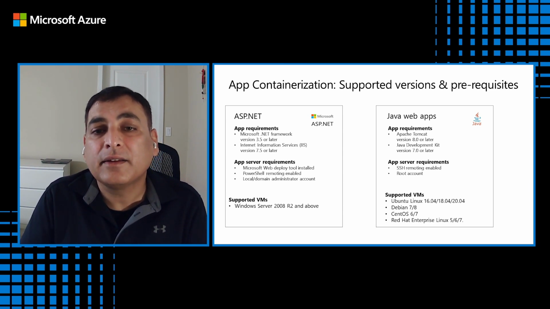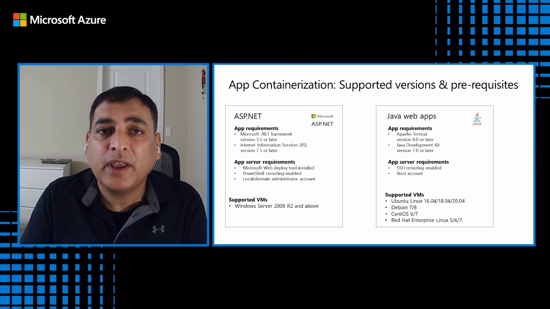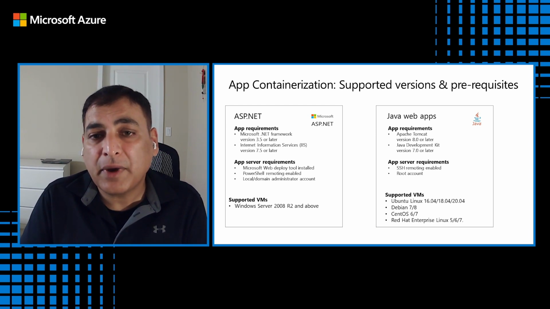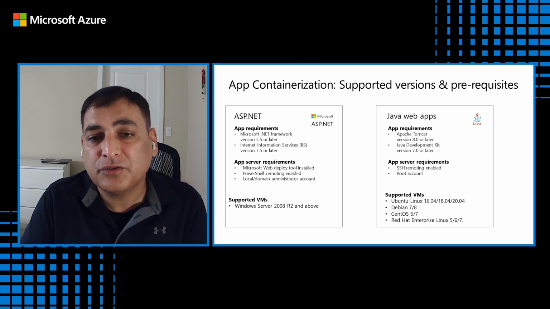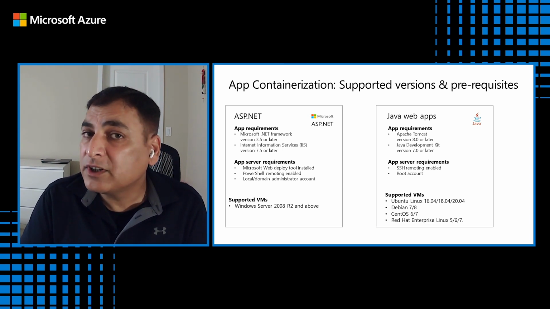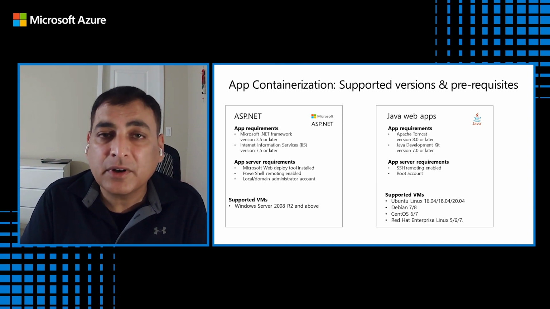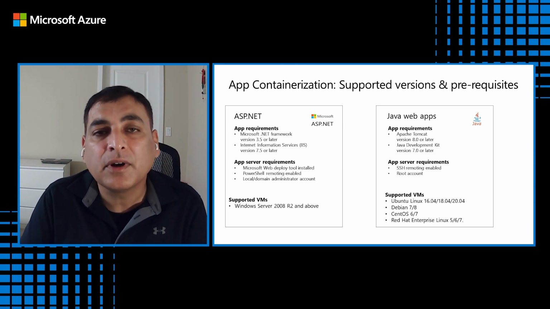Another quick note, the same app containerization tool also provides you an experience to go ahead and containerize a Java Tomcat web application and deploy it as a container on Azure App Services for Linux. And the quick note on requirements, we today support Apache Tomcat version 8.0 or later. And in terms of JDK, we support version 7.5 or later. And again, on the app server requirement side of the house, what you require is SSH remoting enabled, and you need to have a root account.